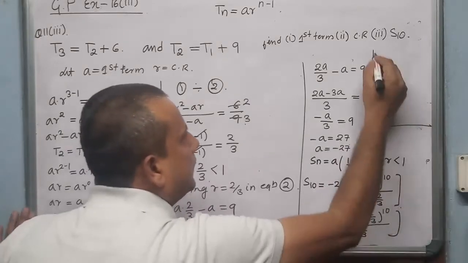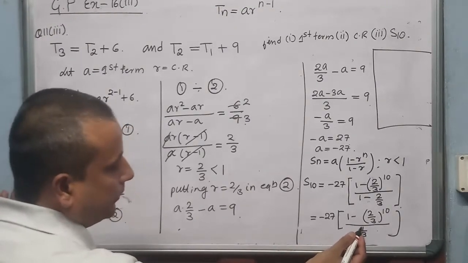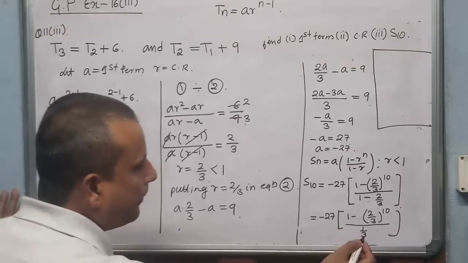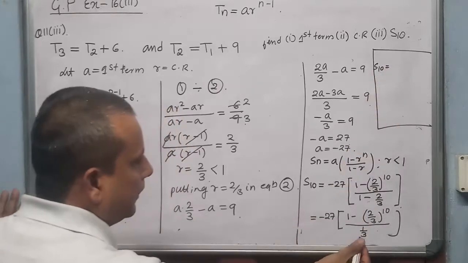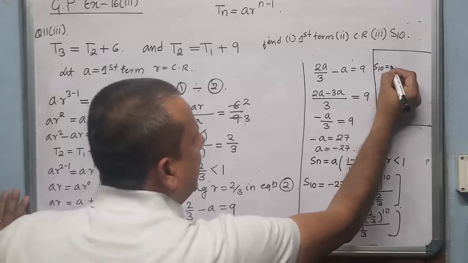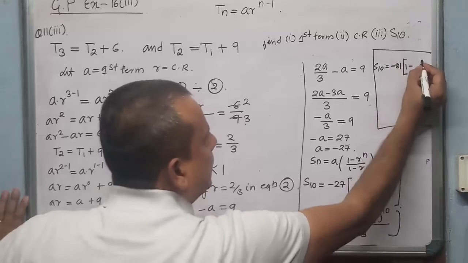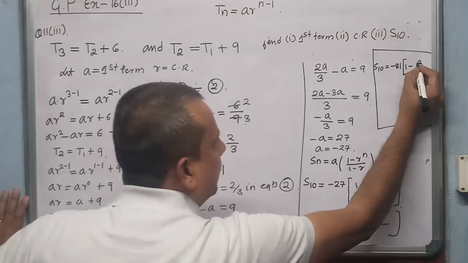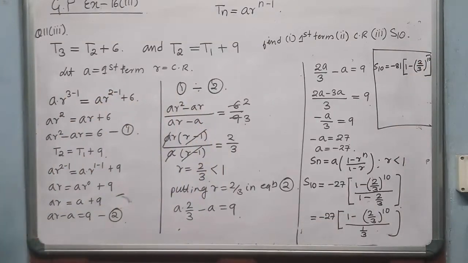Now I'll do this section over here. I'm not going to simplify 2 by 3 to the power 10. Now this is in division form, 1 over 3. If I multiply, this 3 will come over here in the numerator. Then S10 is equal to 27 into 3, minus 81 within bracket 1 minus 2 by 3 to the power 10. If you leave your answer like this, you will get full marks. You just leave your answer like this, or you can use a calculator to calculate 2 by 3 to the power 10.